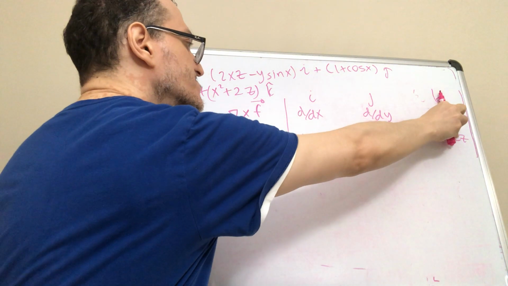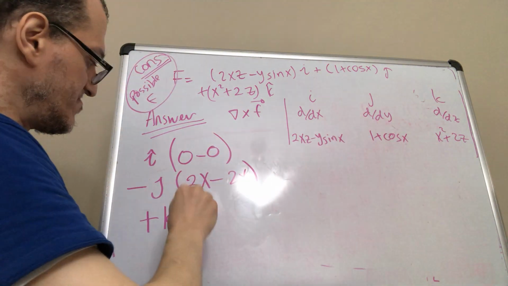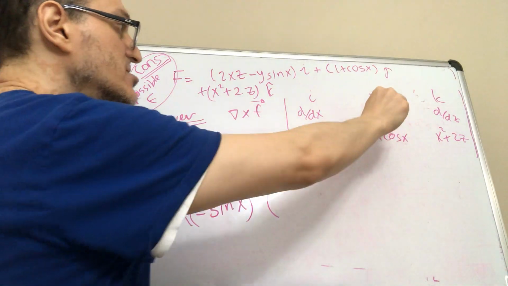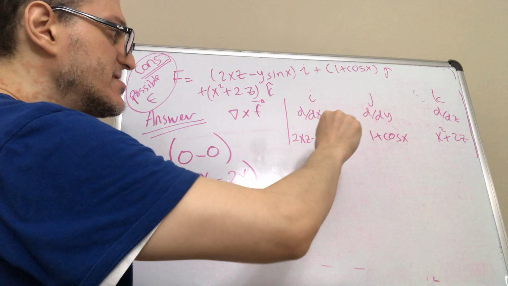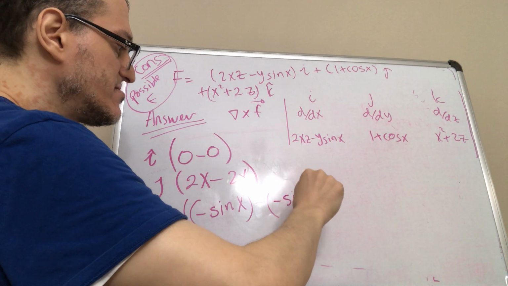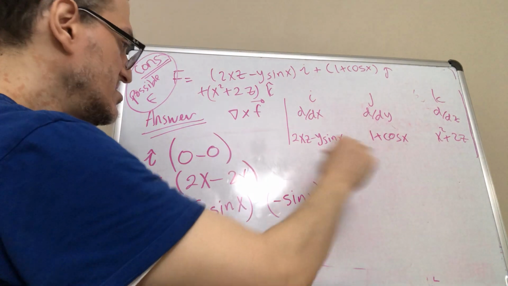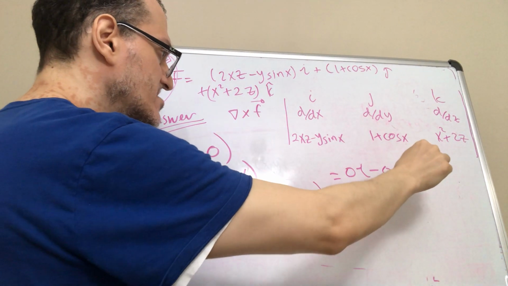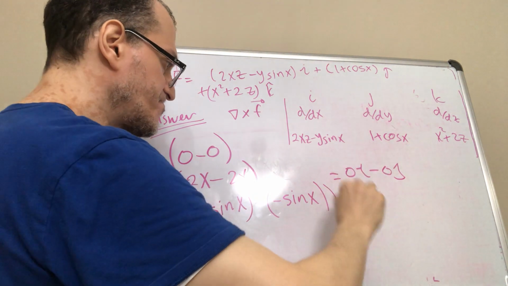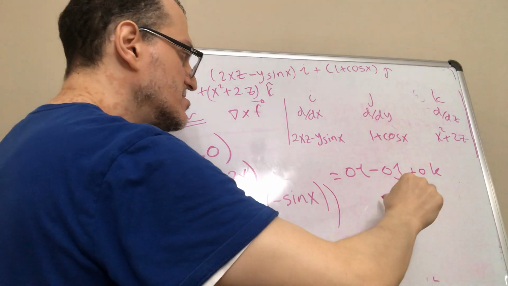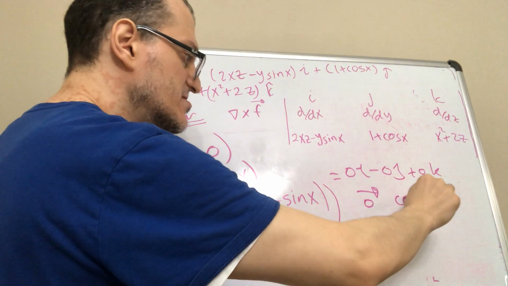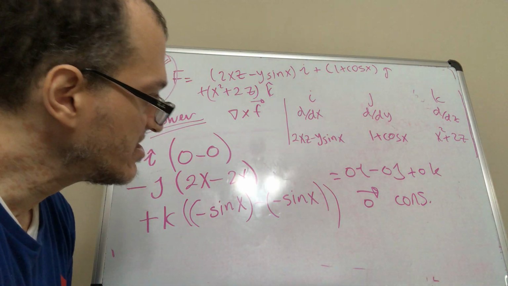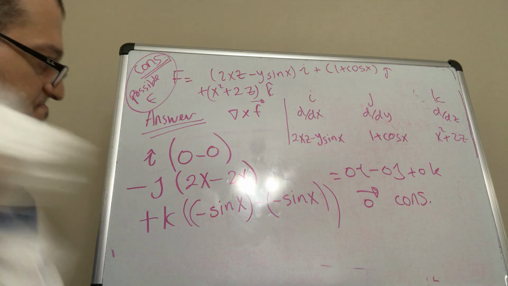Now the k. Derivative of this with respect to x is minus sine. Derivative of this with respect to y, nothing here, a constant y would be the constant. You'll see it's 0i, 0j, and 0k. So the answer is 0. Then it's conservative. So if the answer is 0, then it's conservative. Now we find the possible function.